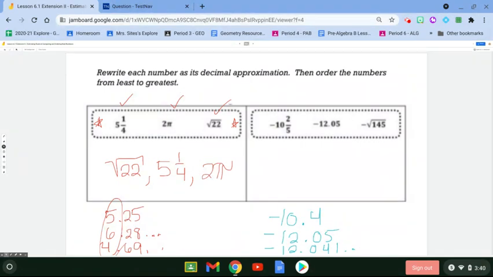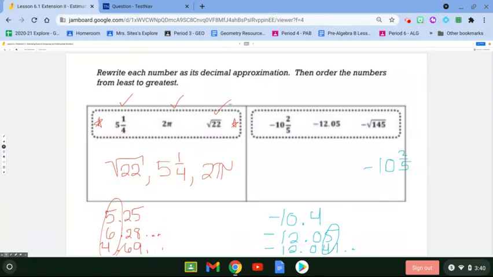When I started converting these into decimals in the second part of the problem, negative 10 and 2/5 was negative 10.4. So this one would actually be our biggest one because this is actually closest to 0. So I'm going to leave this one here at the end. I'm deciding right now which one's the smallest. Is it going to be negative 12.05 or is it going to be negative square root of 145? To figure this out, I'm looking at the hundredths place because when I changed the negative square root of 145, it ended up to be negative 12.041 something.